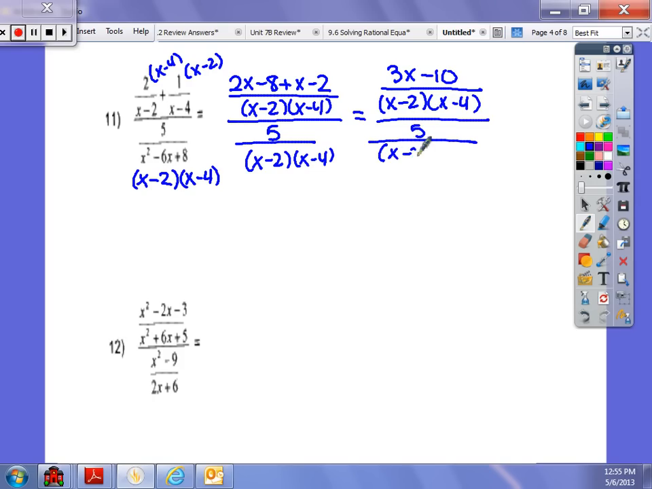Now remember, when you have things that are exactly the same, you can cancel them out. So these are exactly the same. So the answer that we're left with is 3x minus 10 over 5.